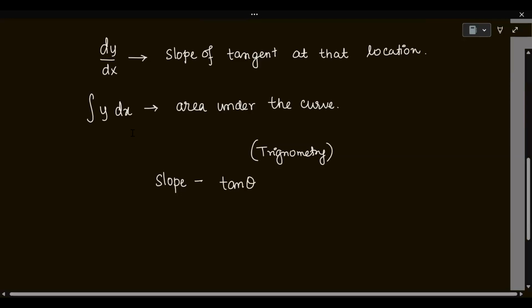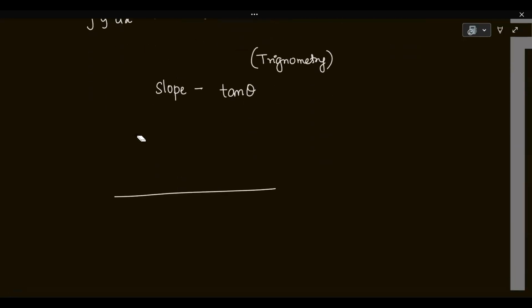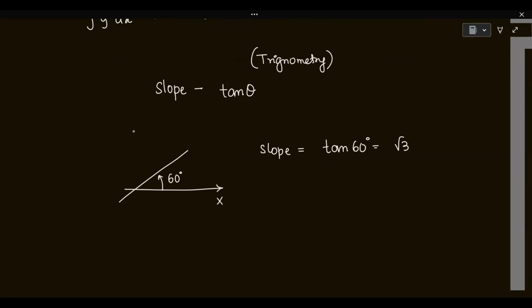Tan theta. So if there is a line and it makes 60 degrees with the positive x-axis, can you tell me what is the slope of this line? The slope would be tan 60 degrees, so root 3.